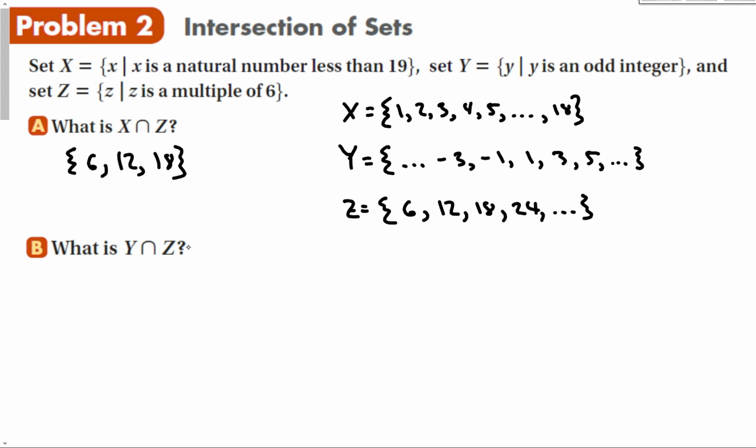What is Y intersect Z? Well, Y intersects Z only at odd numbers. Multiples of 6 have no odd numbers because every multiple of 6 is even. So these two never intersect and they are disjoint.